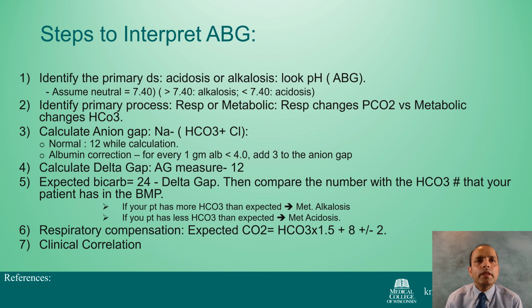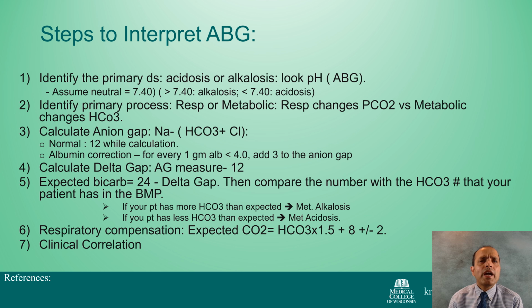So let's talk about steps to interpret ABG. You start with identification of primary disorder, whether it's acidosis or alkalosis. How do you do that? You look at the ABG pH. We already talked about the normal pH range, 7.38 to 7.42. But for practical purposes, anybody with pH more than 7.40 has alkalosis. Anybody with pH less than 7.40 has acidosis.